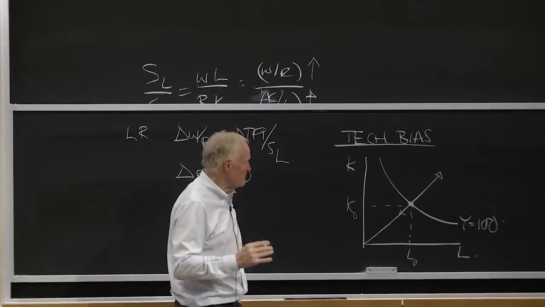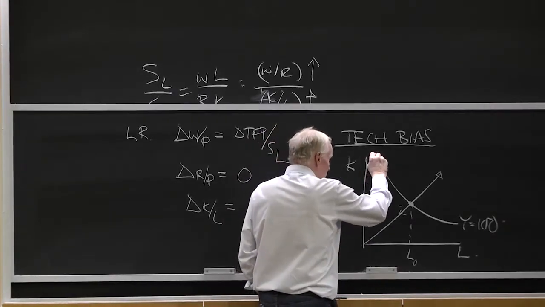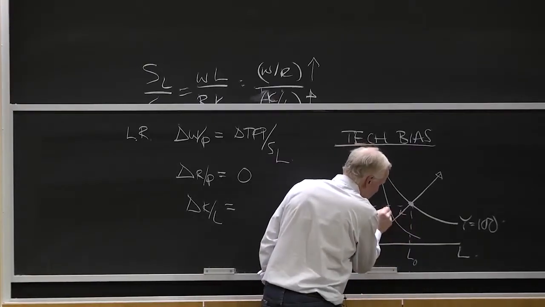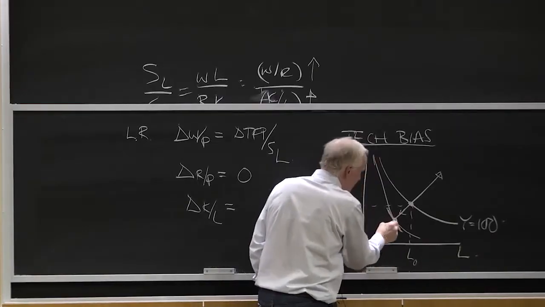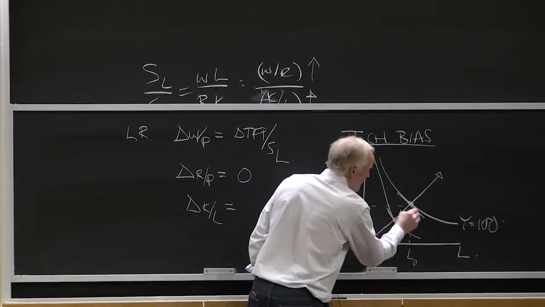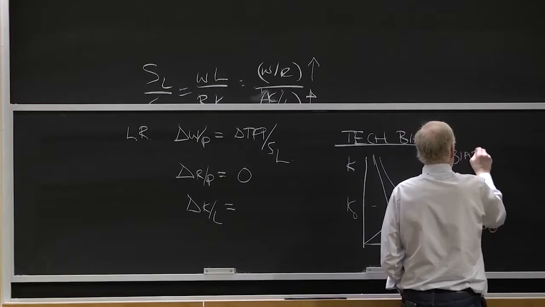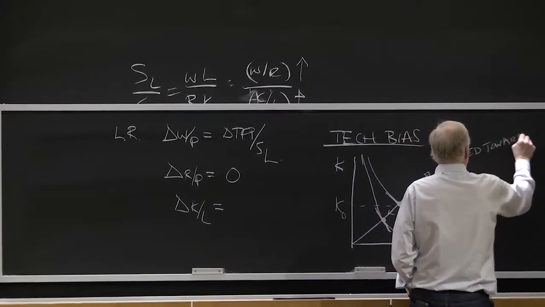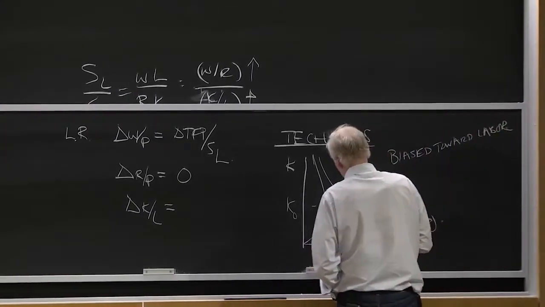Technical bias in favor of labor would mean it's sort of shifting in like that. It's getting steeper, right? And the way to think about what that means: if it's getting steeper, this is biased toward labor. And then think about it three ways. And then I'll stop here and I'll pick up from here next time.